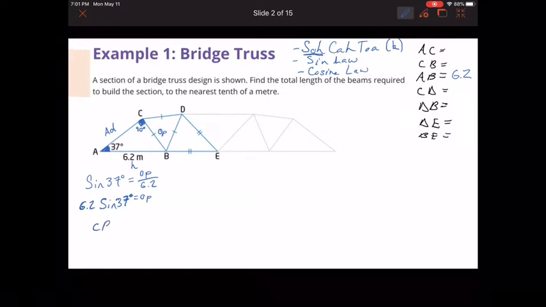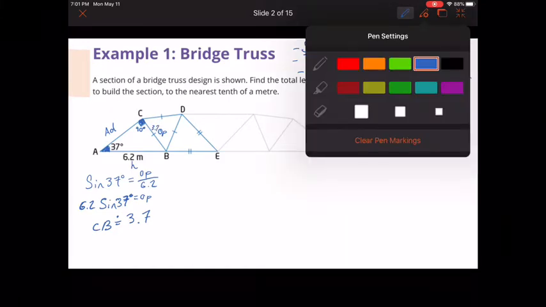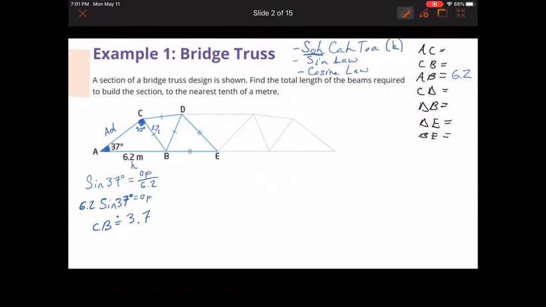So CB, or my opposite side, equals approximately, since we're rounding to a tenth, 3.7. So I know in here is 3.7. The opposite.